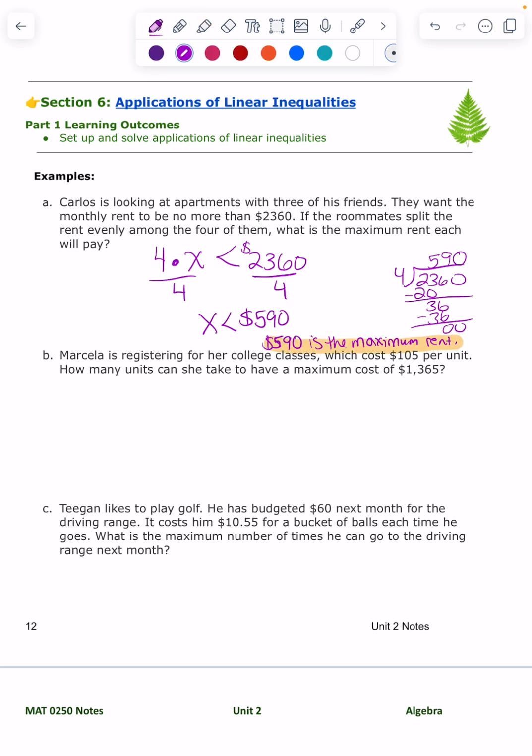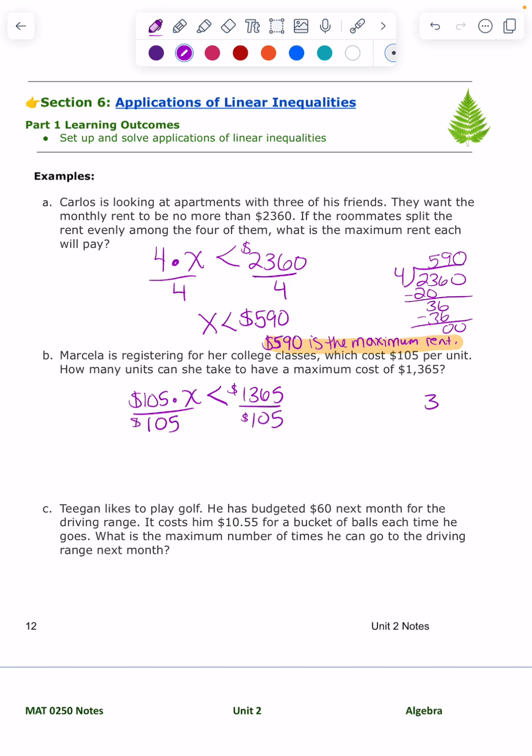All right, B. Marcella is registering for her college classes, which costs $105 per unit. How many units can she take to have a maximum cost of $1,365? So kind of the same thing, right? So 105 times how many credits, which is our X, maximum, so it has to be less than $1,365. So divide both sides by 105.